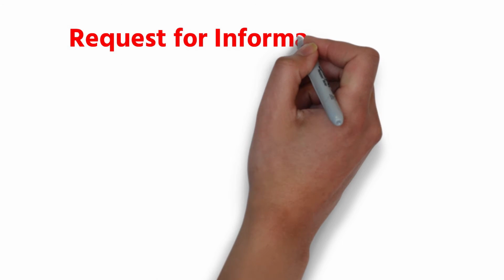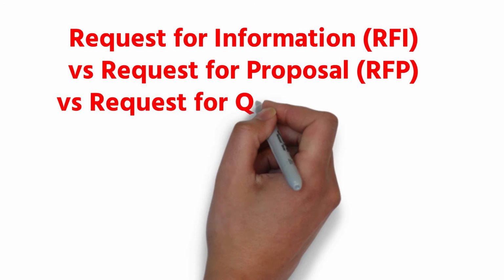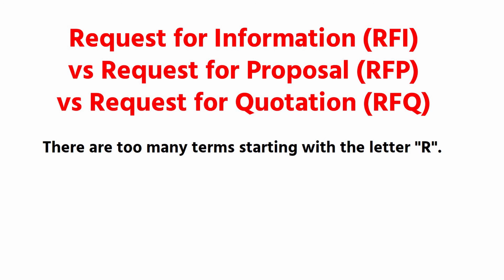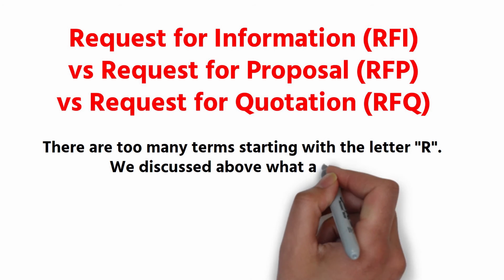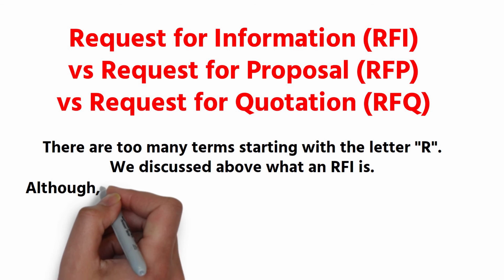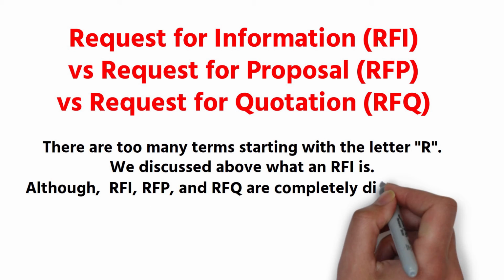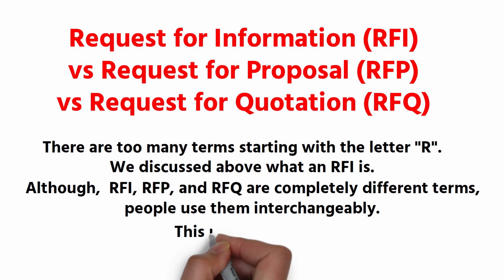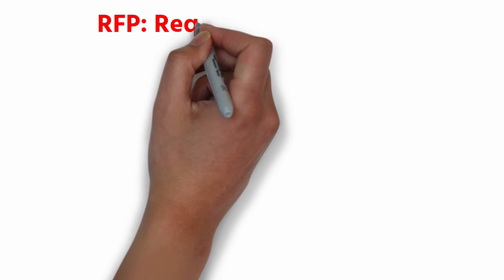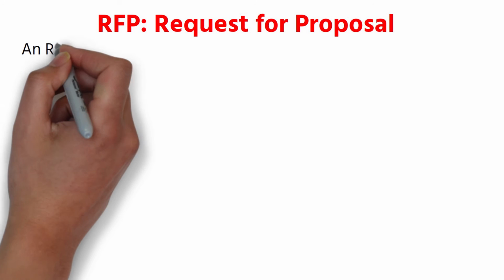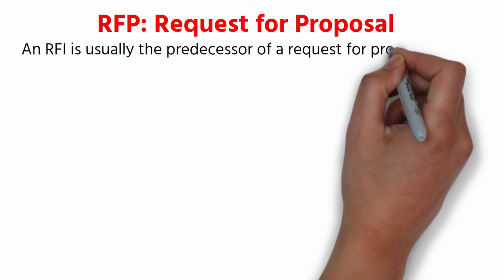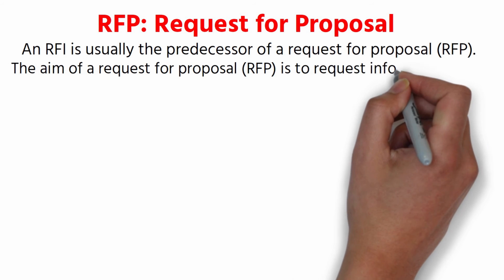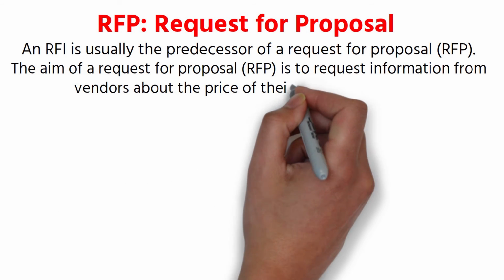Request for information versus request for proposal versus request for quotation. There are too many terms starting with the letter R. We discussed above what an RFI is. Although RFI, RFP, and RFQ are completely different terms, people use them interchangeably. This is a mistake. Request for proposal. An RFI is usually the predecessor of a request for proposal. The aim of a request for proposal is to request information from vendors about the price of their product or service.